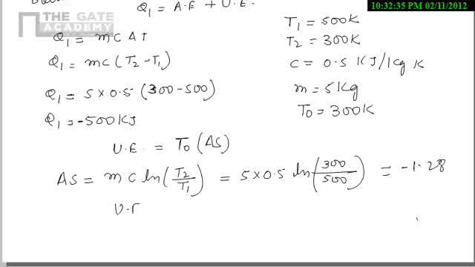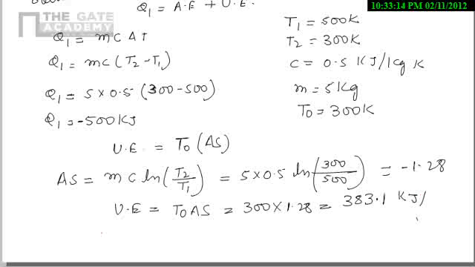So the UE, that is unavailable energy, that is T naught delta S, will come 300 into 1.28. So 300 into 1.28, it will come 383.1 kilojoule.